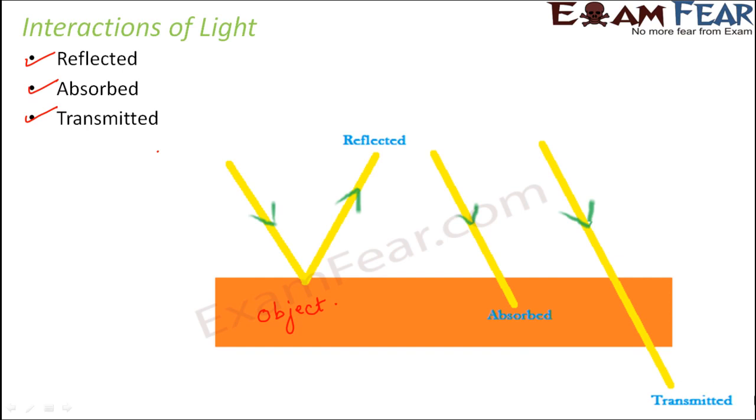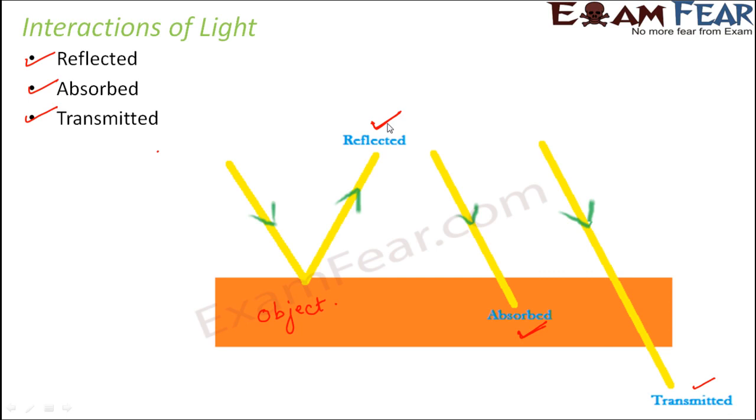In which type of object does all the light get transmitted through it? That happens in transparent objects, because transparent objects allow light to pass through them. In which type of object does light not get transmitted at all? That is an opaque object. In an opaque object, light will either get reflected or absorbed. When you talk about a translucent object, some part of light will get transmitted, some part of light will get absorbed, and some part will get reflected. So depending on how much light is reflected, how much is absorbed, and how much is transmitted, an object is classified as a transparent, translucent, or opaque object.